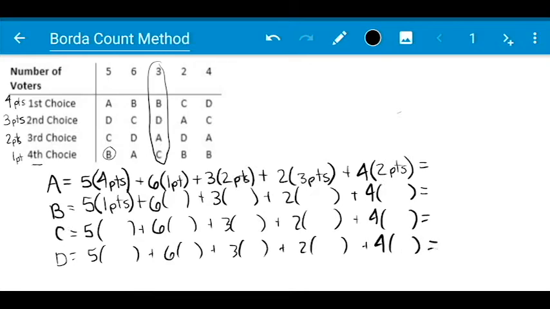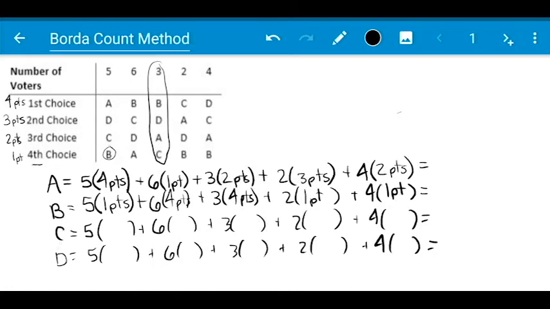So now all we need to do is look at B. If we look at B, in the second column, B is in first place, so B is going to get 4 points. In the third column, B is in first place, so it gets 4 points. In the fourth column, B is in last place, so these 2 people only give B 1 point, and B is also in last place here, so it only gets 1 point.